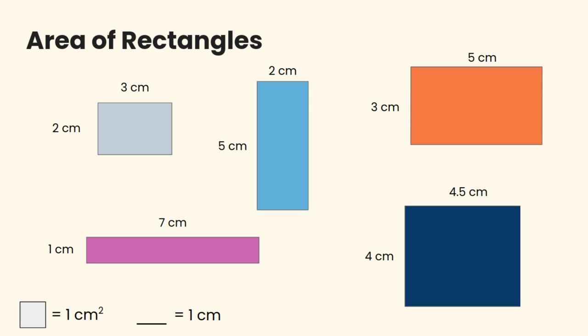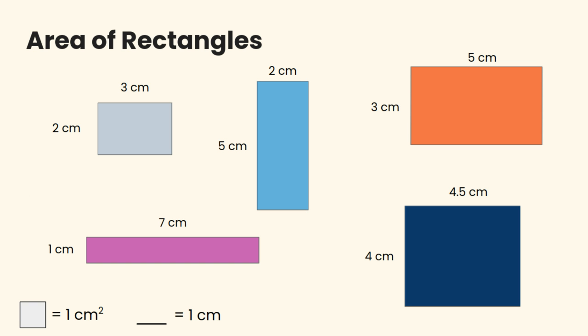The rectangles you see here have side lengths given in centimeters, so their areas will be measured in centimeters squared. At the bottom of the screen, you can see what 1 centimeter squared looks like. So when we are finding the area of one of these rectangles, we are calculating how many square centimeters fit inside these shapes. Let's have a look at the first one here, this gray rectangle with a length of 3 centimeters and a width of 2 centimeters. How many square centimeters fit inside?